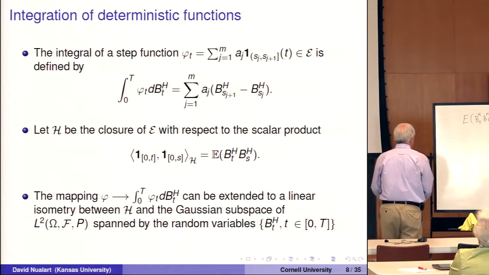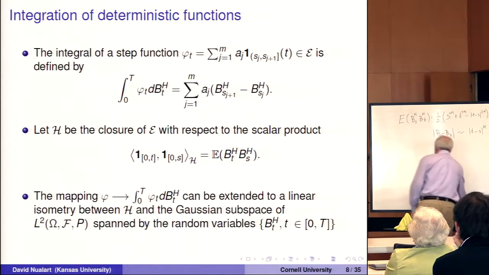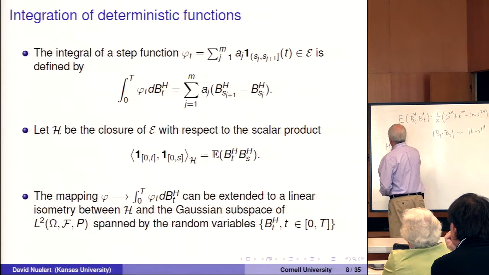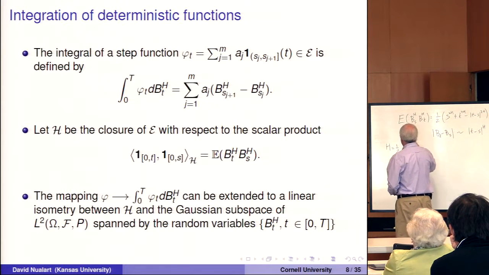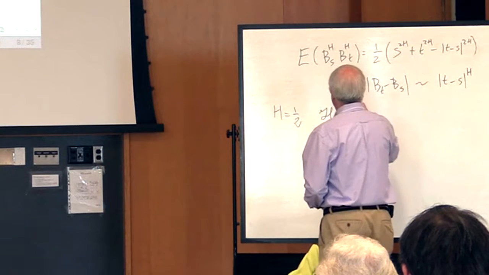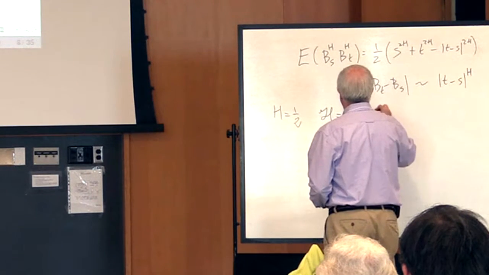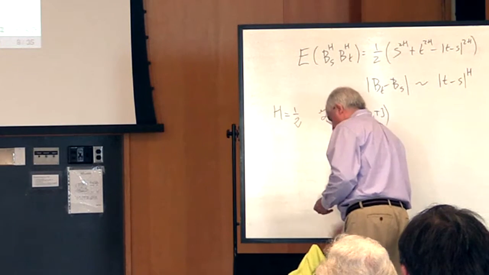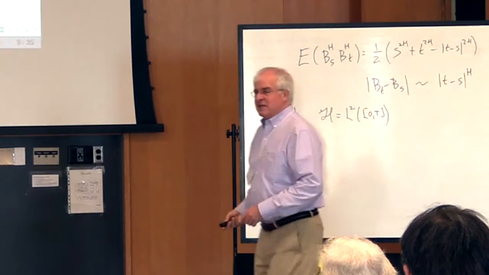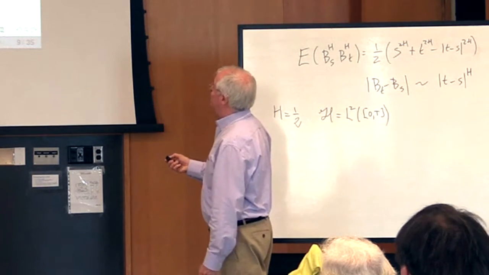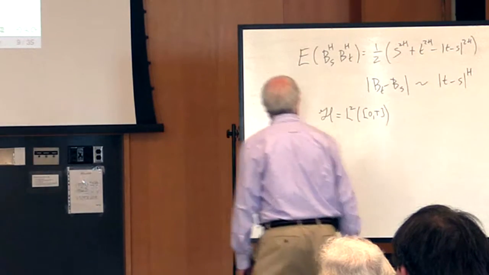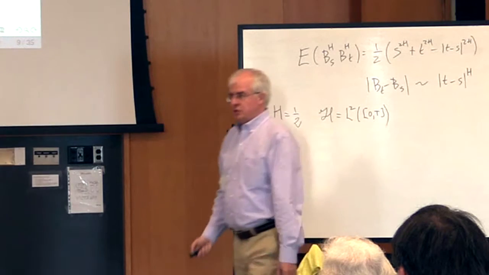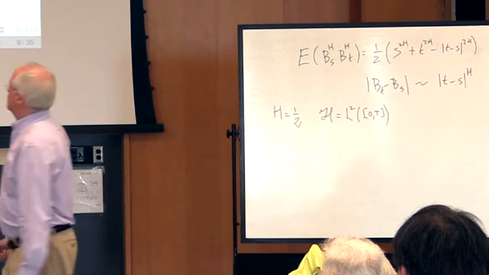Of course, for Brownian motion, we know what H is. For Brownian motion, H is just L2. So when H is 1/2, this space H is just L2 of [0,T]. Okay. So what happens is that if H is bigger than 1/2, this space is much bigger than L2, and even contains distributions. It's not a space of functions.